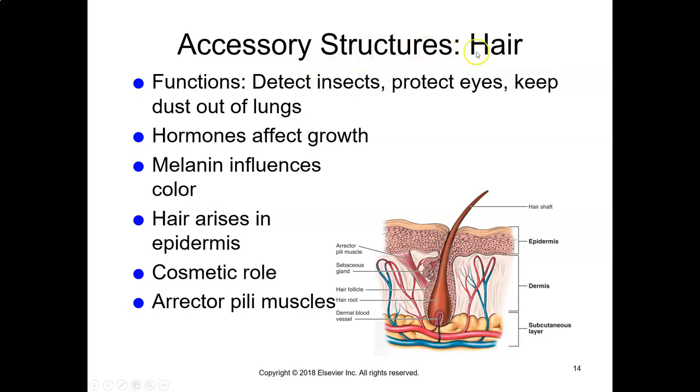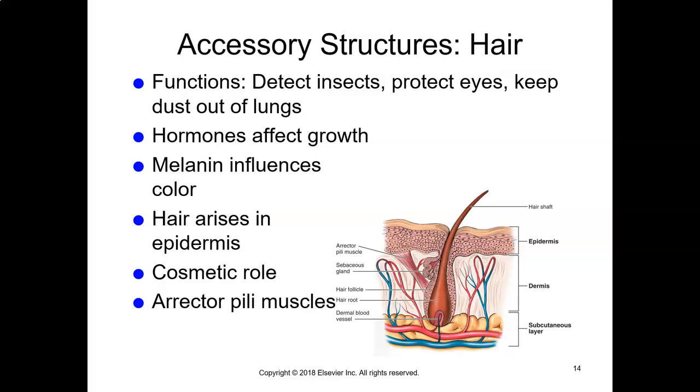The accessory structures are the hair. So here's the hair shaft. Their functions are to detect insects, protect your eyes, keep dust out of our lungs. So we have a lot of hair in different areas to help us protect ourselves, in our nose, that sort of thing, our eyelashes, and all help protect our fragile organs. Hormones can affect the growth of our hair. Melanin influences the color of our hair.